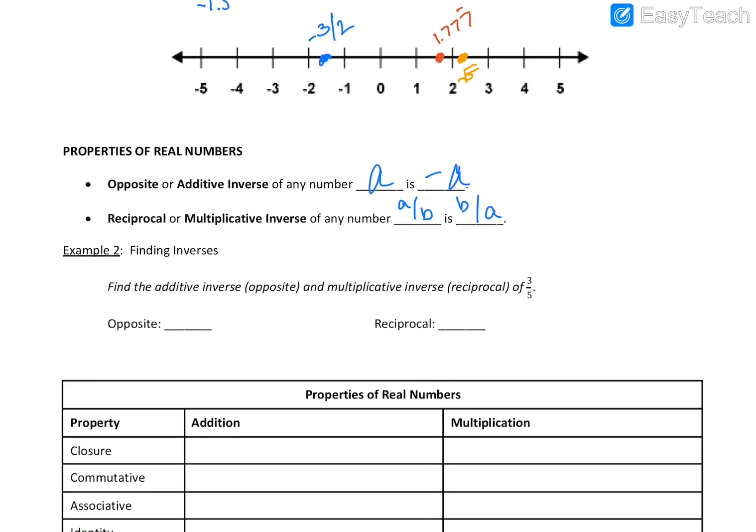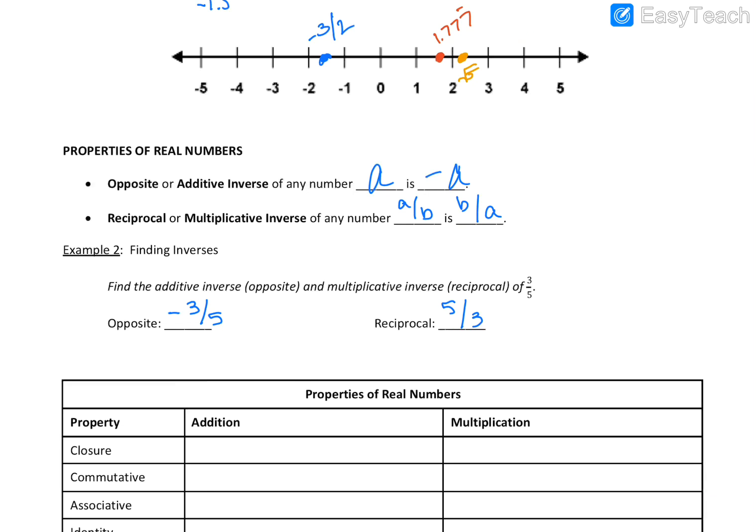Okay. So we have an example here. It's the opposite of 3/5. Opposite means to change the sign, so the opposite would be -3/5. Moving on, we found the opposite. Now it wants to find the reciprocal. So the reciprocal is flipping the fraction. It was 3 over 5. Now it's going to be 5 over 3.